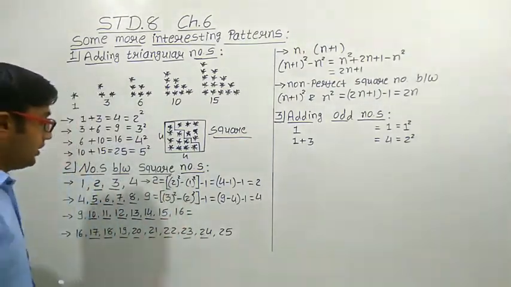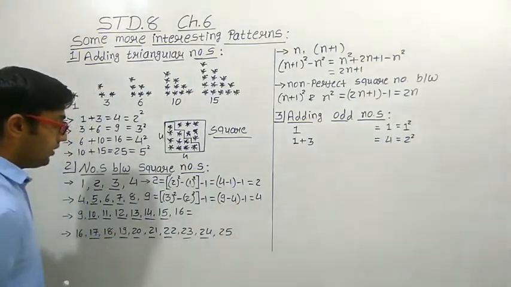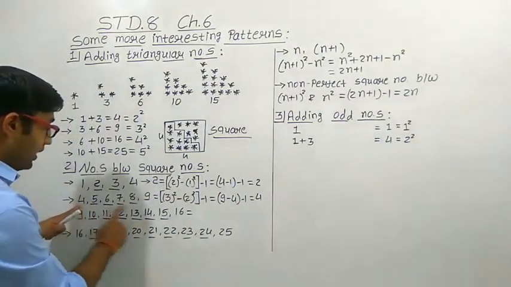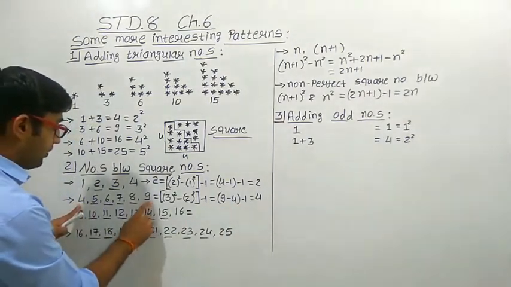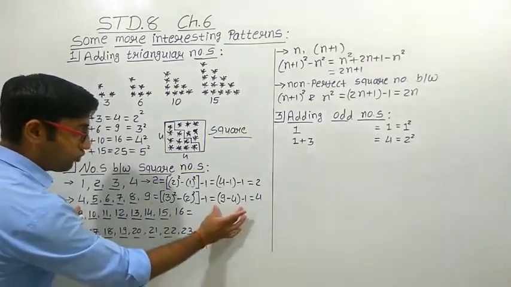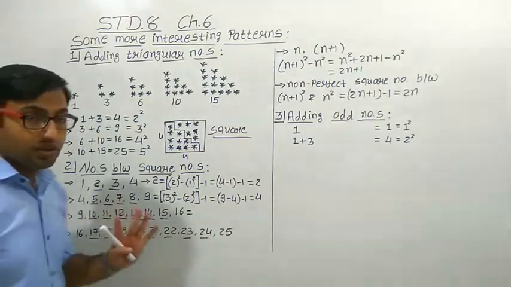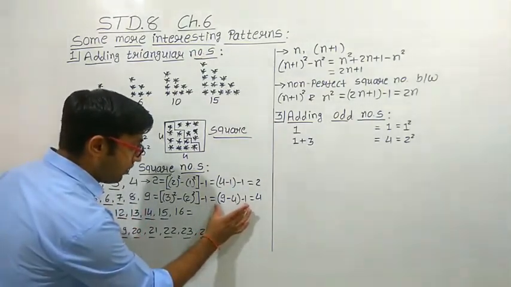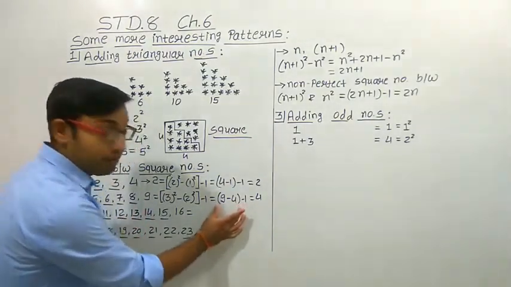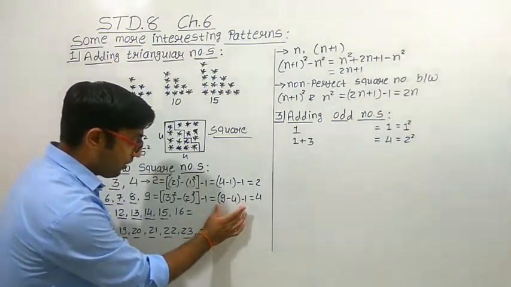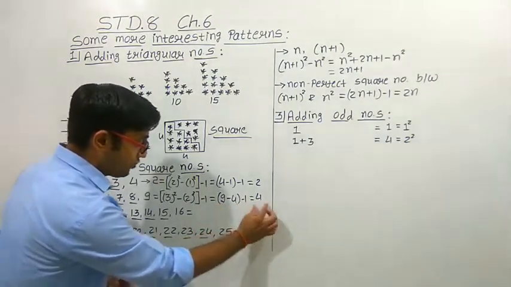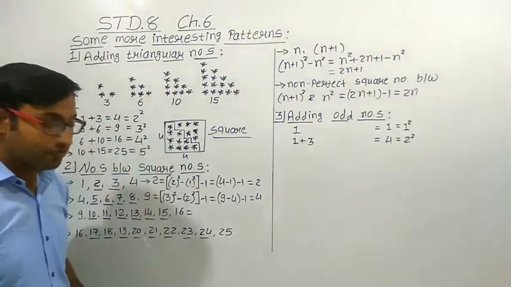Let us see, it will also happen here. See, 4 and 9 are perfect square numbers. So when we subtract 9 and 4, what do we get? 5. But here the number we get is 4. So again we have to subtract 1 from it. So when we subtract 1 here, we get 5 minus 1, that is equal to 4.